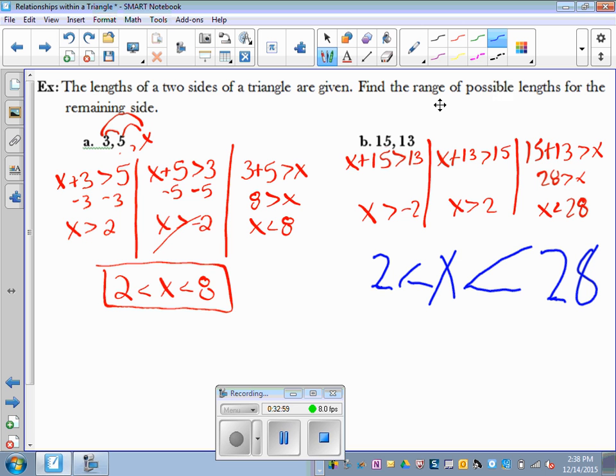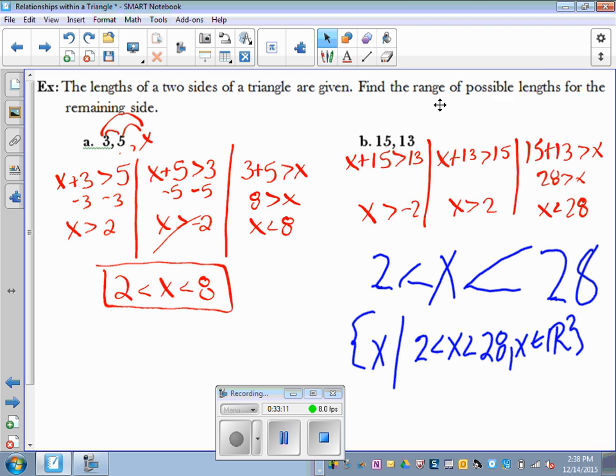So for set notation, it's x such that 2 is less than x, which is less than 28, for x belonging to the real numbers. Yes, this is set notation, you're right. If it requires the set builder notation, then that would be what you put. Make sure that you don't forget your x belonging to the reals. They probably didn't have you do that part.